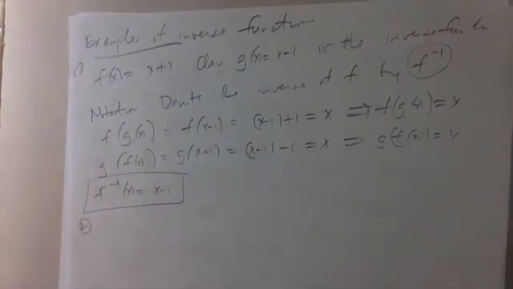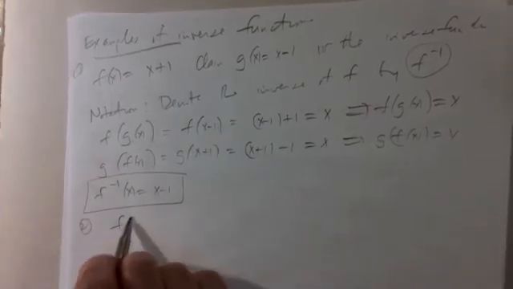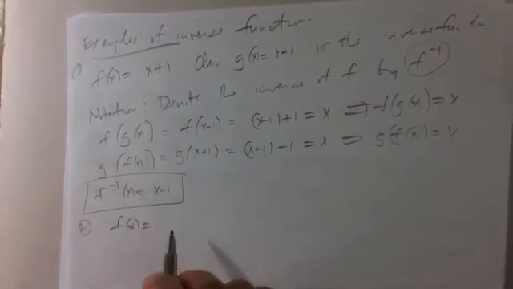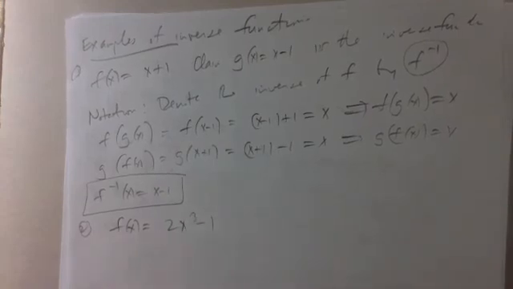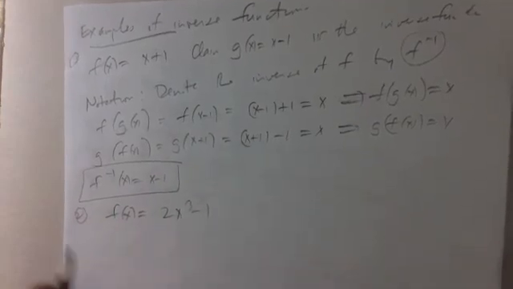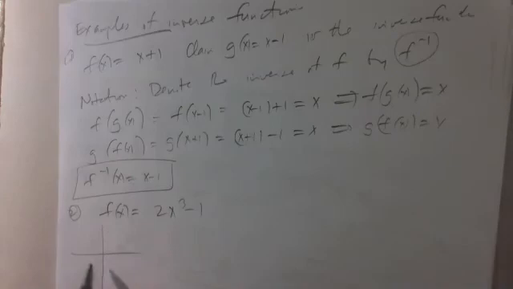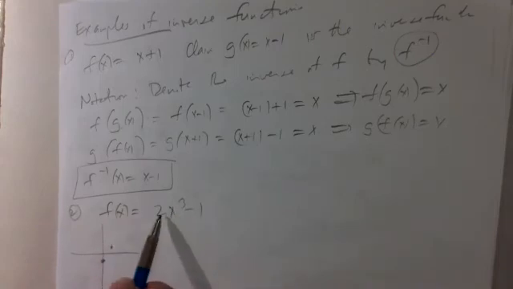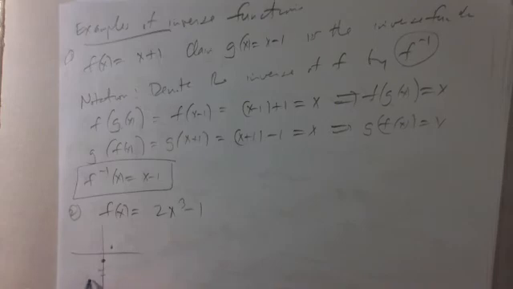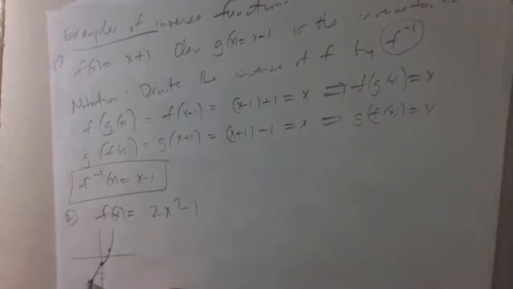What's another example? Well, suppose we have f of x equal to 2x cubed minus 1. What does the graph of that look like? When x is 0, this is minus 1. When x is 1, this is 2 minus 1, it's 1. When x is minus 1, this is minus 2 minus 1, it's minus 3. And in fact, the graph looks like that.